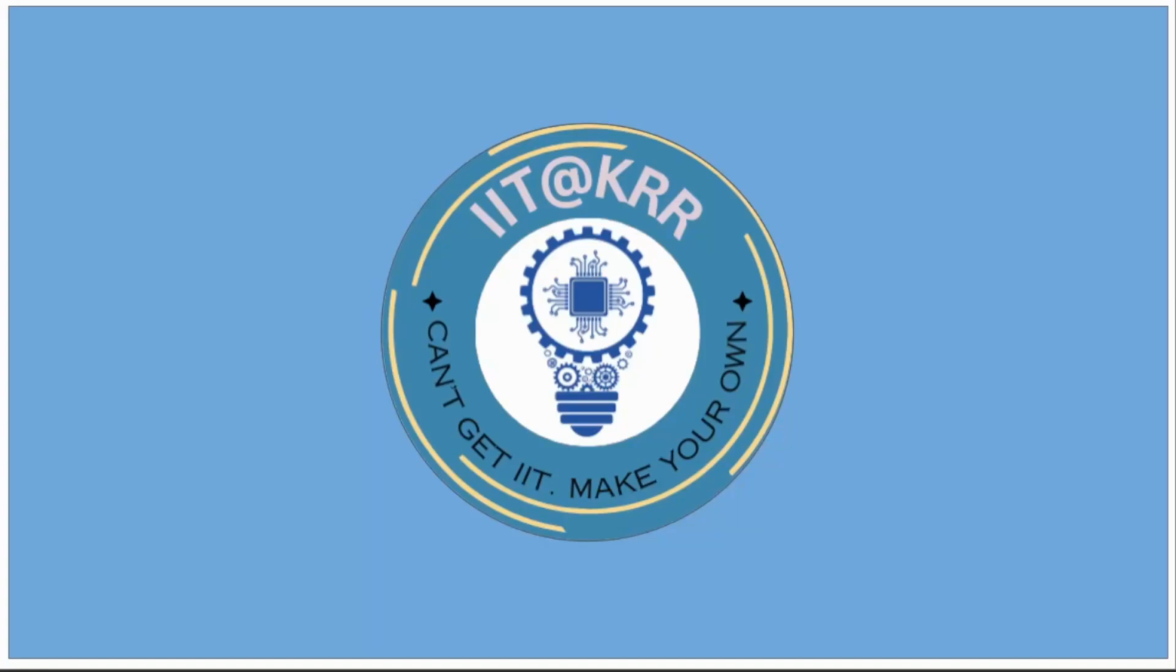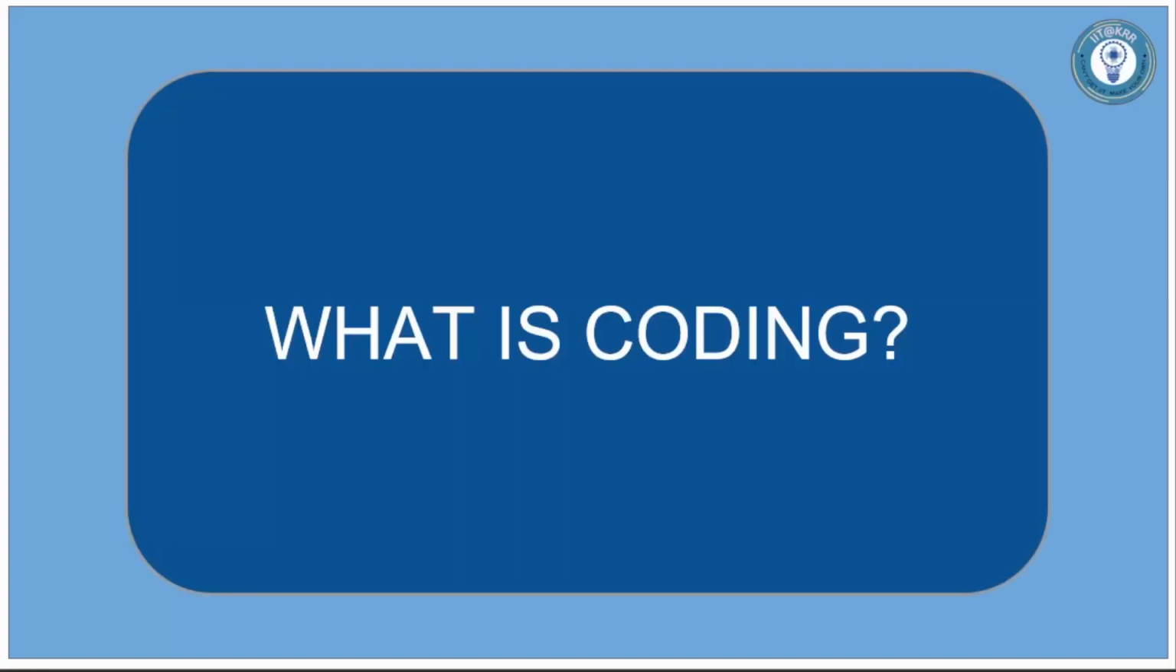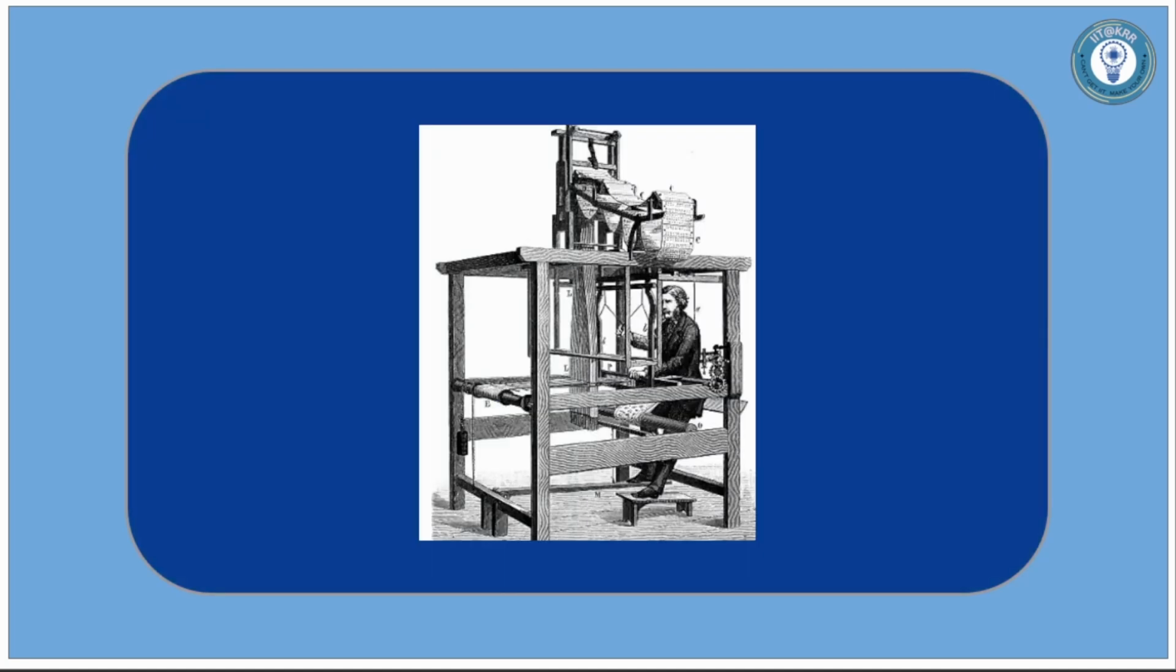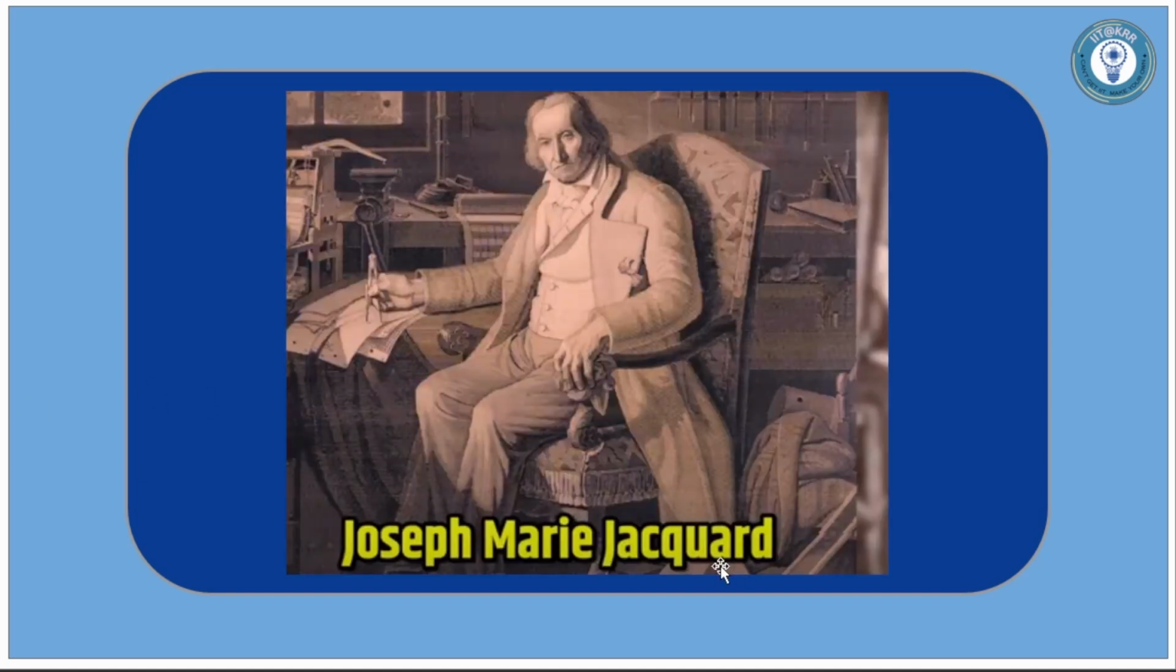Hello world. Before writing our first program, let us see what is coding. The world's first programmable machine is not a computer, it's a textile looming machine. It is called the Jacquard looming machine. It was invented by Jacquard in the year 1802.